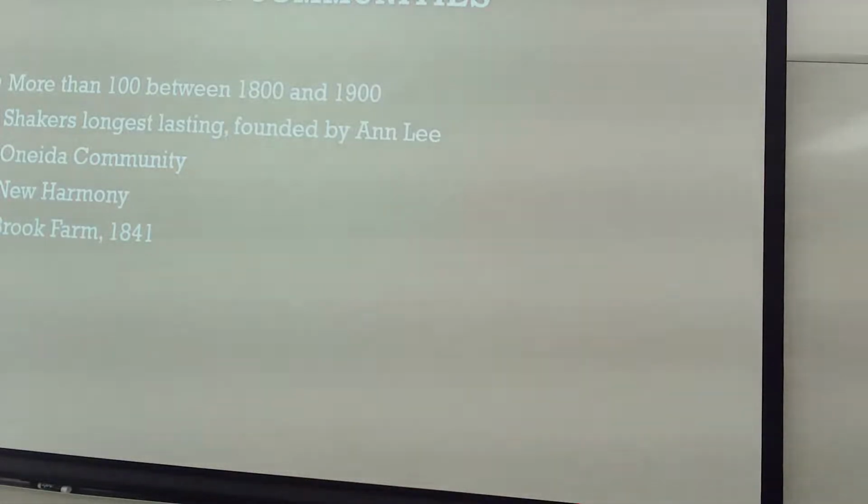But they also became the leading source of garden seed in the United States, medicinal herbs, as well as clothing and furniture, which they still sell. You can still buy Shaker clothing, Shaker furniture. They live a very simple life. They don't use power tools. They don't use electricity, things of that nature.